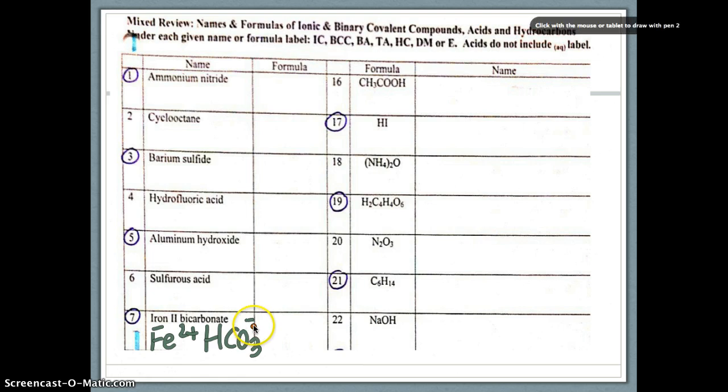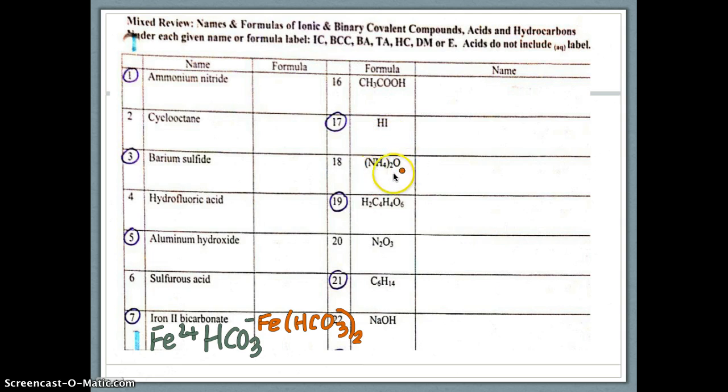So when I write the formula here, I'm going to have one iron, and then in parentheses, I'm going to have two bicarbonate ions. So I'm going to put the bicarbonate in parentheses and put a 2 on the outside. I have to make sure that I put the polyatomic ion in parentheses if I have more than one. And since I have 2, I put a 2 subscript on the outside. We did acetic acid, hydroiodic acid.